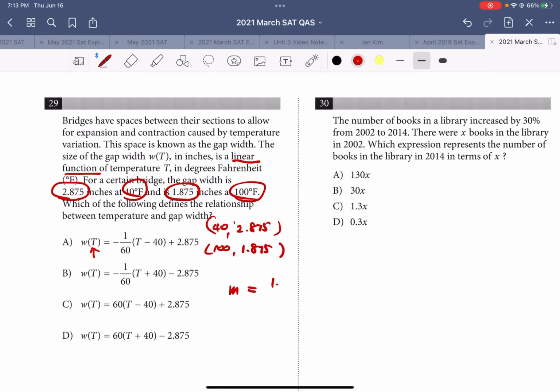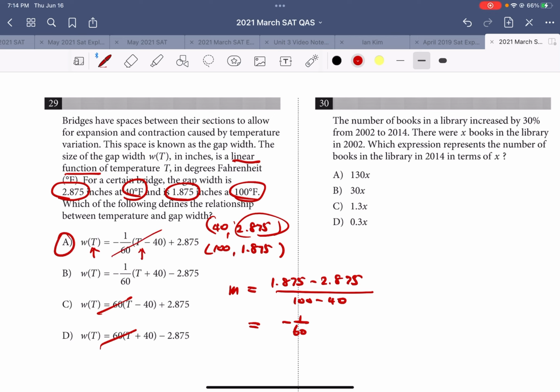Now, so y2 minus y1, 1.875 minus 2.875 over 100 minus 40. So your slope is, when you subtract, negative 1 over 60. So the slope is negative 1 over 60, so not this. And then when you plug in 40, you should get this answer, right? So that is this, right? When you plug in 40, this is gone, and you have a positive 2.875. So the answer should be A, based on the information given.